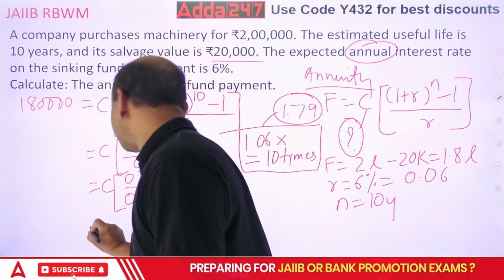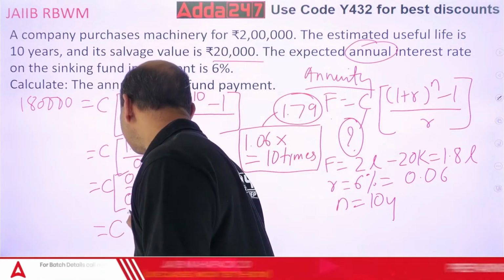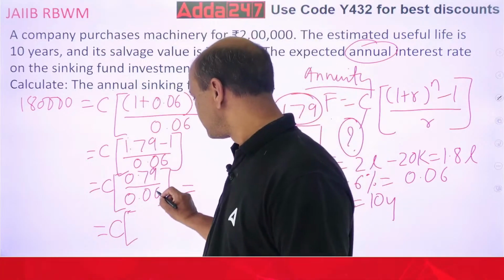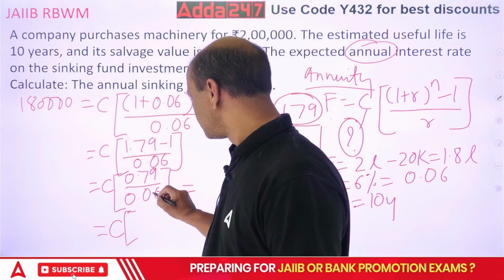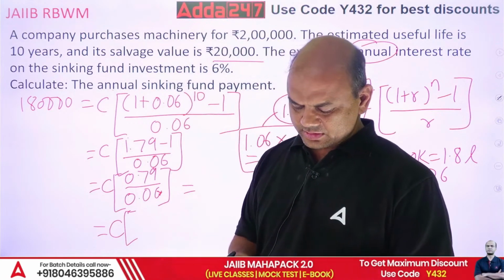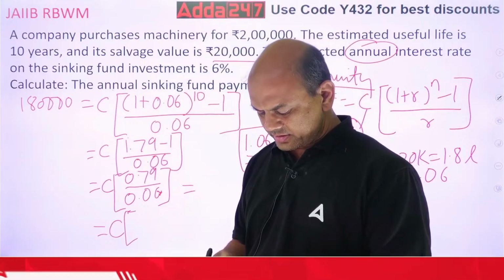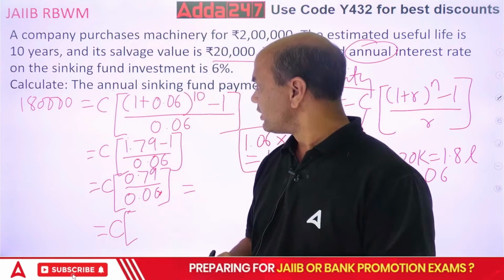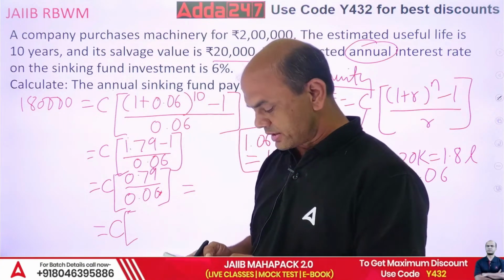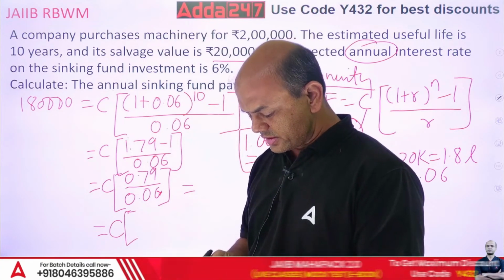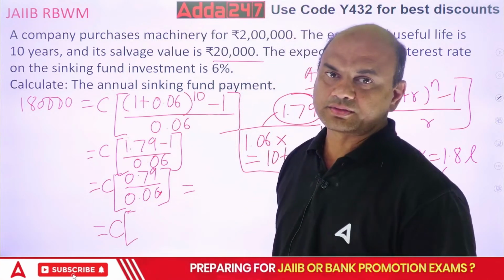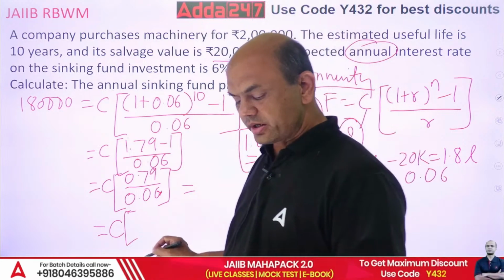C into, I'll write it here only, C into, now what is the answer for this? 0.79 upon 0.06. Do it. 1.79 minus 1. 1.79 only, no? 0.79, yeah. Divided by 0.06. Everyone should get this. What is the answer you are getting? 13.18.